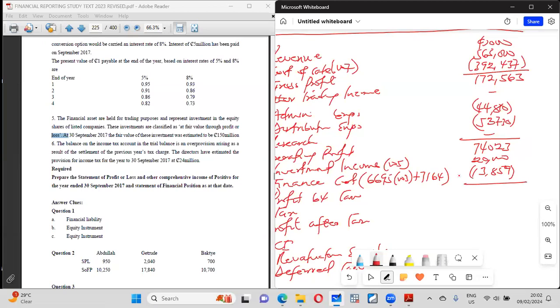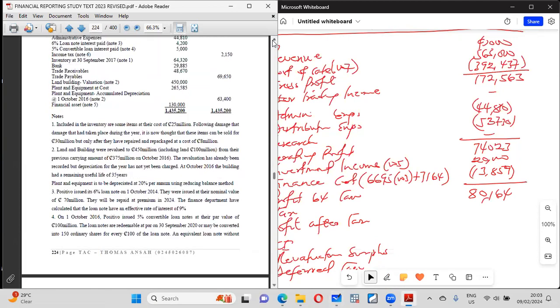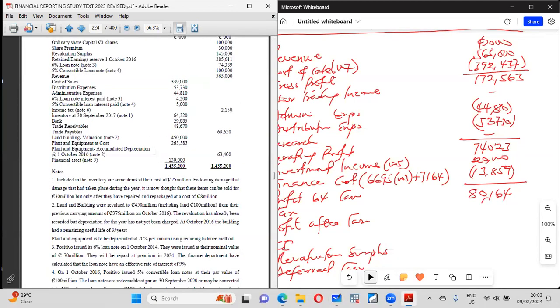So I have 74,023 plus 20,000 minus this. I have 80,164. The last one is the tax, and that is note 6. There was a revaluation surplus, but the question said that they had recorded it already, so we just dump it. It was a copy and paste. The revaluation surplus, how much was that? 145,000. So it's just copy and paste. With that one, we just do straight 145,000.